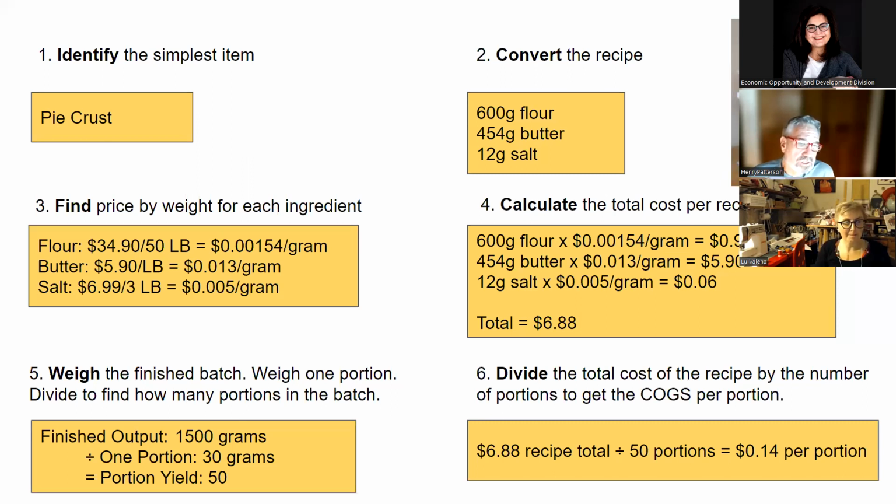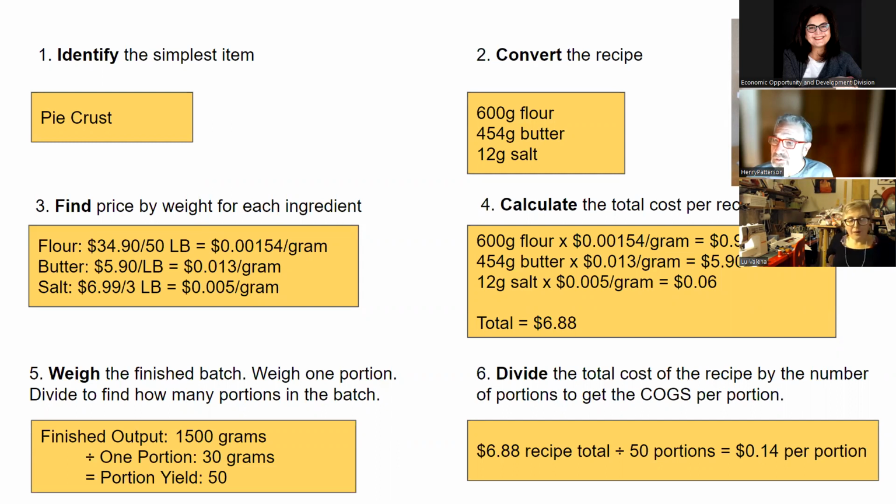So it's $34.90 in this case for 50 pounds. That ends up, if you do the conversion to grams, to 0.00154 per gram, and the butter is 0.013 per gram, and so on. And this is part of why people never do this, because it's intimidating for people, and they don't like math, and they don't want to struggle with these things. And I do acknowledge that.